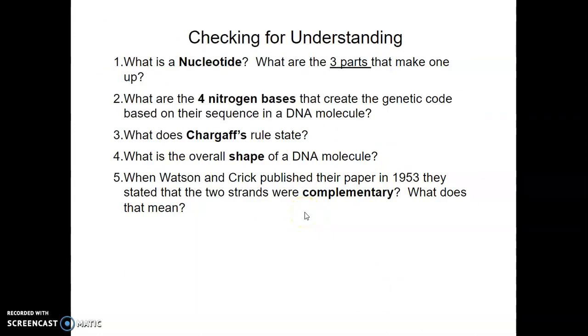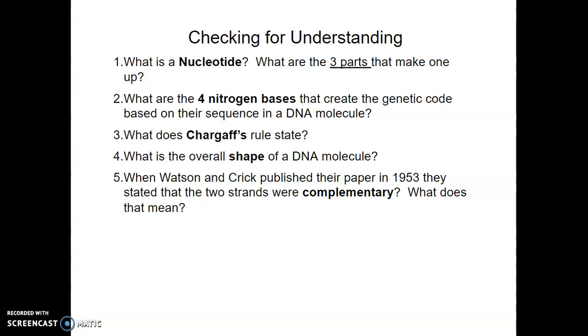So let's look at just some questions. Hopefully these are some you should be able to answer. Of course, there's going to be a quiz after this. What is a nucleotide? A nucleotide is the base of DNA. It's a monomer that makes up the polymer of DNA. It is a puzzle piece in the entire puzzle of DNA, made of three parts: the nitrogen base, the phosphate group, and the deoxyribose sugar.